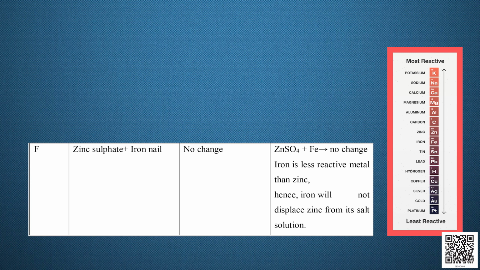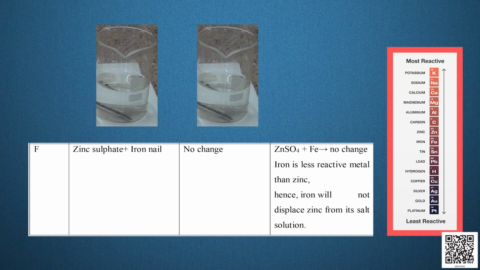F. Iron nail added to zinc sulfate solution. Observation, no change. Inference, iron is a less reactive metal than zinc. Hence, iron will not displace zinc from its salt solution.